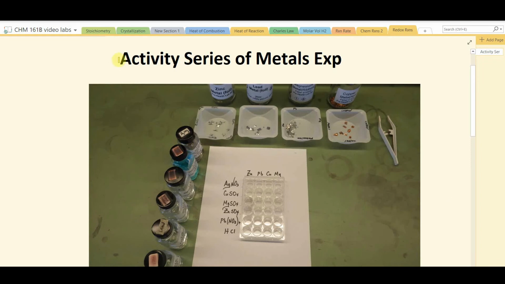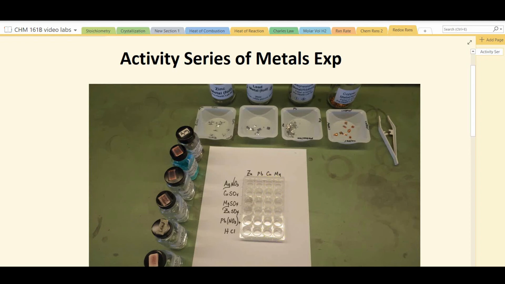Here's the setup for the activity series of metals experiment. I have a plastic plate with 24 wells in it. So there are 4 columns of 6 horizontal rows. These are the metals we'll use: zinc, lead, magnesium, and copper. We'll put the metals in the vertical columns: zinc in the first column, lead in the second, copper in the third, magnesium in the fourth column.